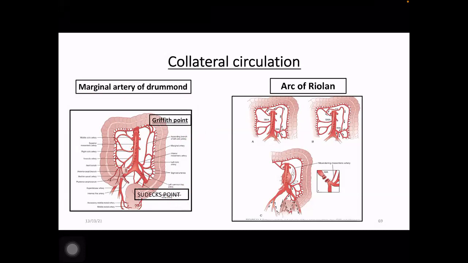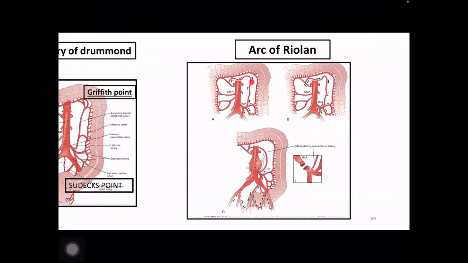The other important thing is the arc of Riolan. The arc of Riolan is also called the meandering mesenteric artery, MMA. What does it do? It connects... I'll show you in the picture. This arc of Riolan is the artery which runs from the proximal IMA to the proximal SMA, in short, to the middle colic. So even if the IMA or the SMA is blocked, this arc of Riolan gets dilated, becomes more well appreciated, and serves as a collateral circulation. Fine.